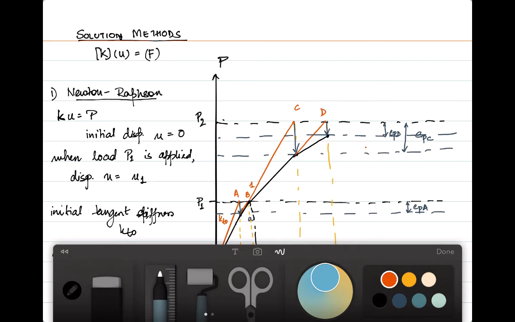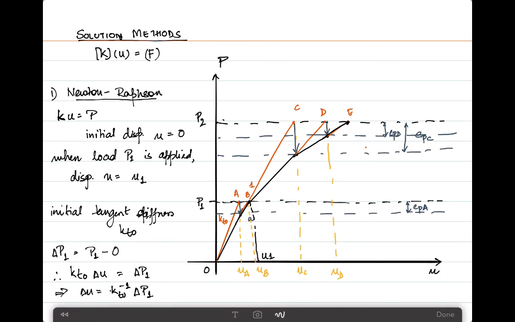And then I will continue making the same slope, always up to P2. This would be point E, and here I would most likely find an error, hopefully that is 0, and I would say this is now my point 2. So I can get a displacement, let me do it with black as before, U2. So now I have at load level P1 a result U1, and at load level P2 a result U2.